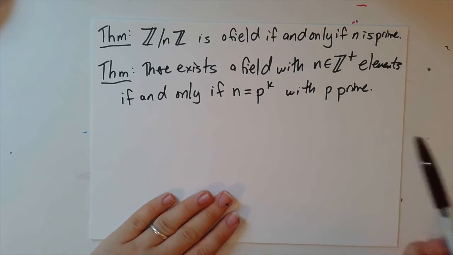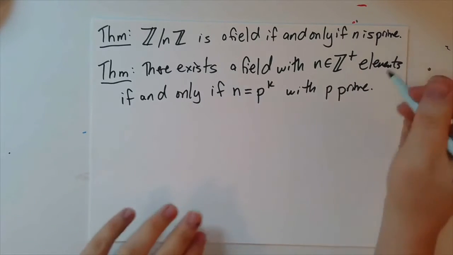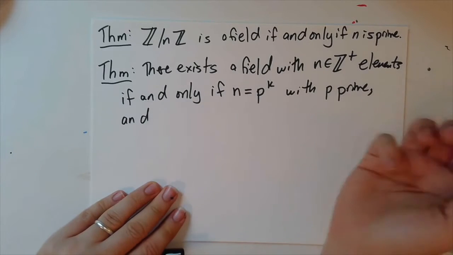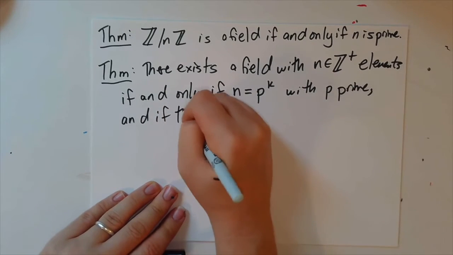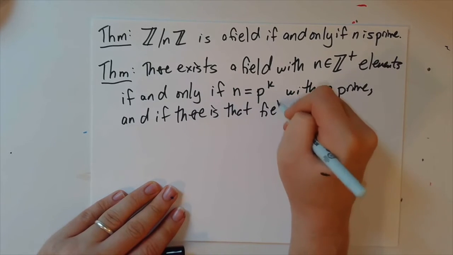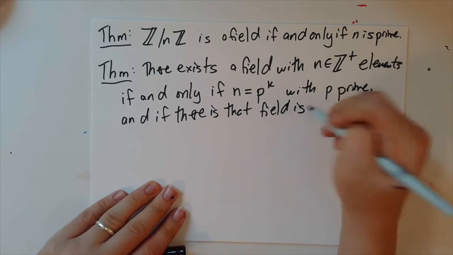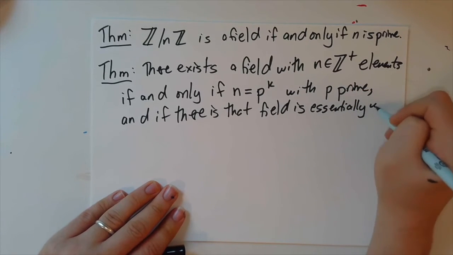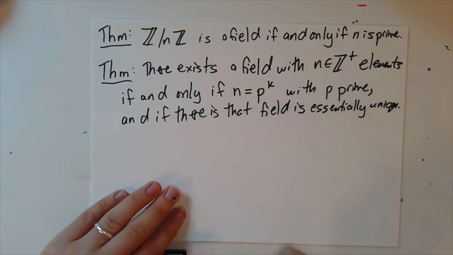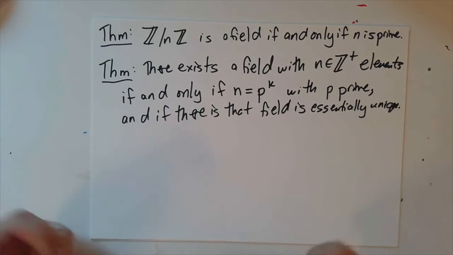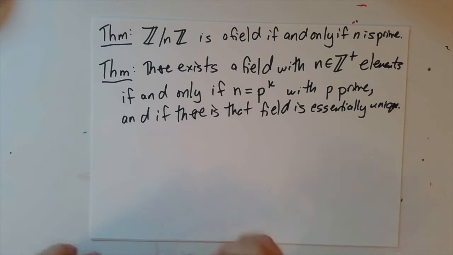In fact, you can add to this theorem that that field is essentially unique. You have to decide what essentially unique means. But if you do, then this all works out. So there's one field with 49 elements. That's it. Aside from renaming the elements to be different things.